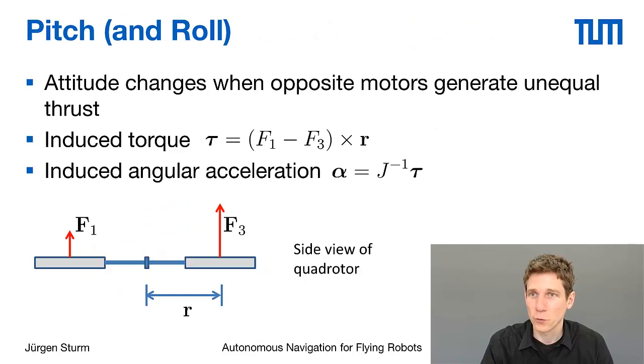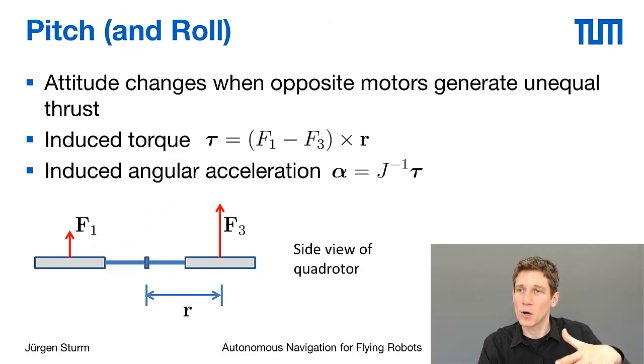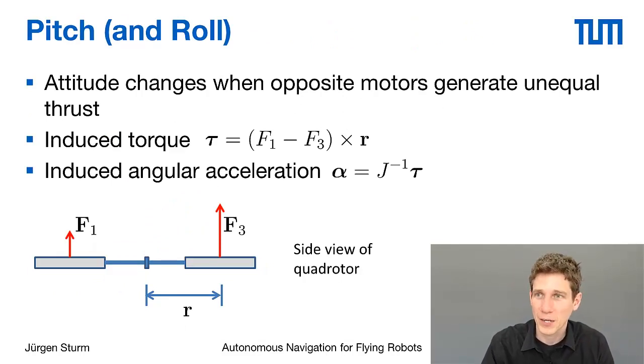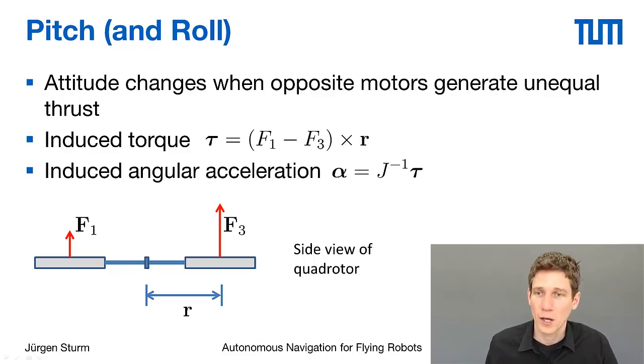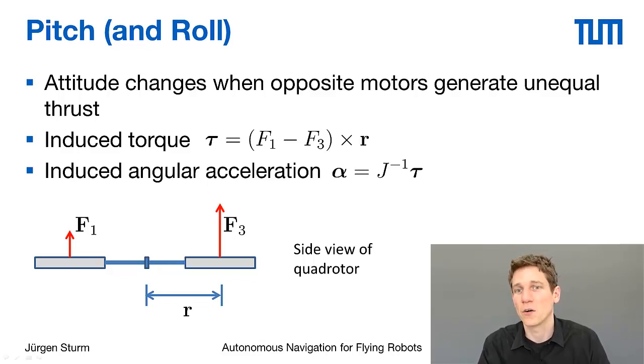Then, if we want to change the attitude of our quadrotor, we can bring the motors into a mode where the 2 opposite motors produce unequal thrust, and this then induces a certain torque around the rotation axis, or the center of mass of the quadrotor. Again, by the formula from a few slides before, we can then compute the resulting torque, and that leads, given this inertial matrix J, to a certain induced angular acceleration alpha.